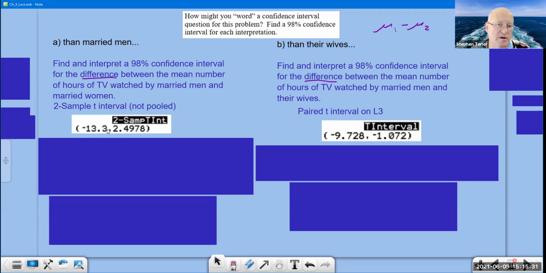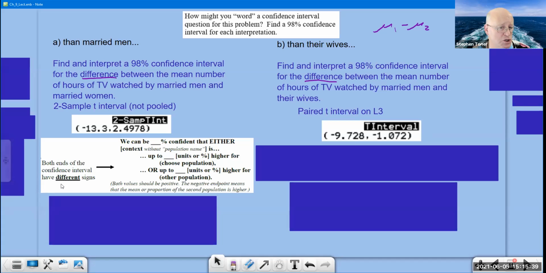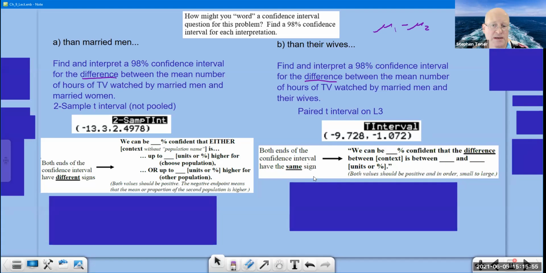Now on this first one in part A, notice how it goes from a negative to a positive. So you're going to have this little cheat sheet that says both ends have different signs to be able to interpret what this is. And on the second one, notice that both ends of the interval have the same sign, and so we will use the other cheat sheet to generate these. Now I'm going to ask you, please pause the video and try to use those two boilerplate languages to generate the wording on your own.